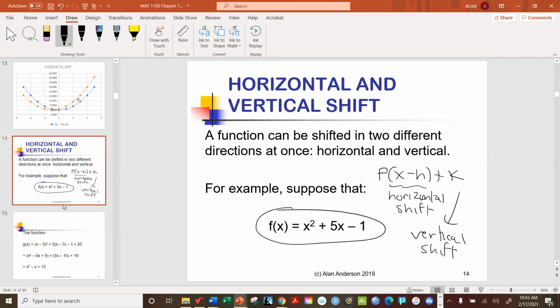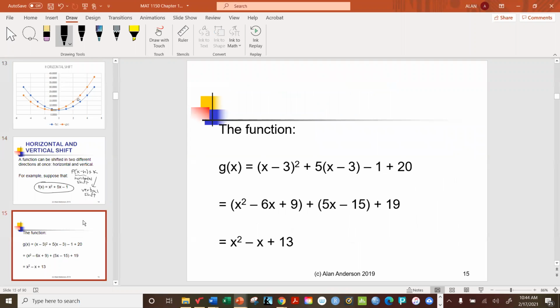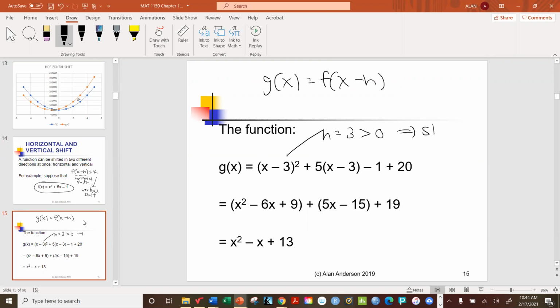All right, so here's an example. Now here's our f of x. How are we going to convert this into g of x? The h that we've chosen, let's see, it looks like it's 3. So remember, g of x is f of x minus h. So therefore, h is positive 3, greater than 0, and that shifts to the right.